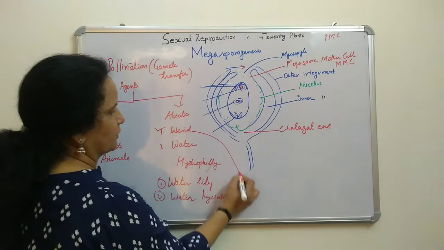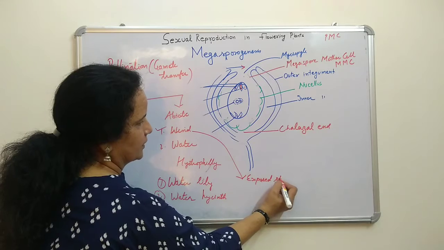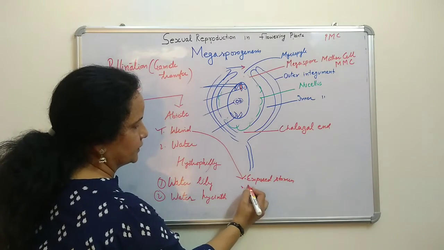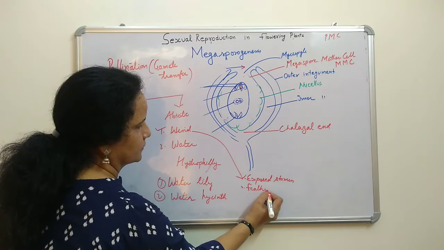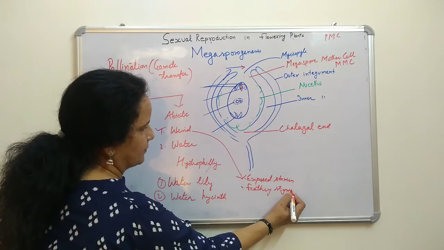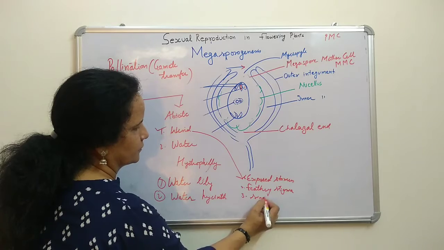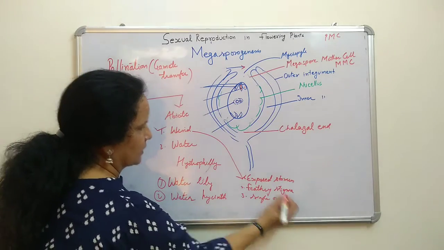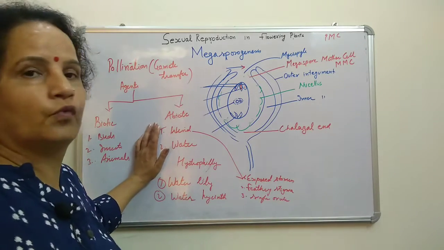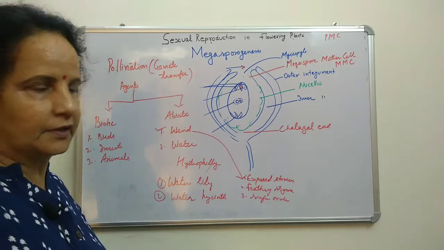One, you can say, will be exposed stamen. Second one will be feathery stigma. Through these feathers they can trap that pollen grain. Then there is only a single ovule also. So some characteristics of these enable the plant to be pollinated by wind. Now these are some few characteristics.